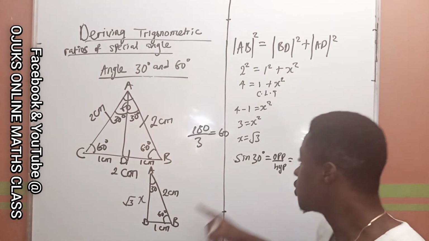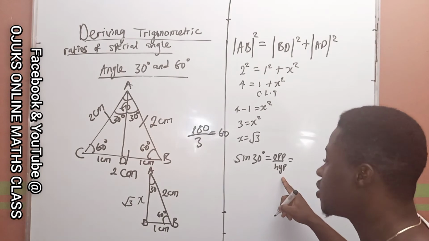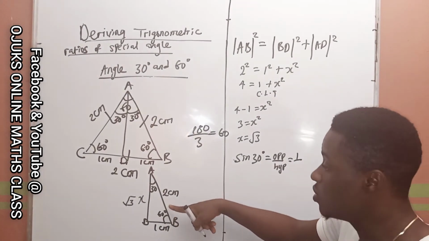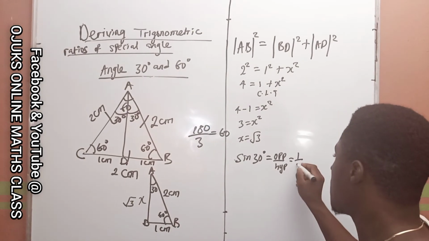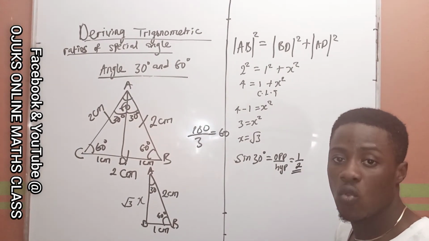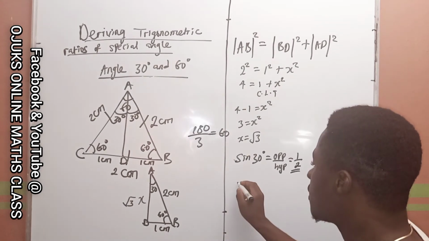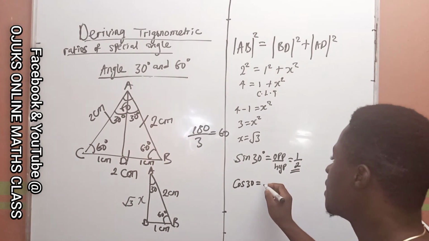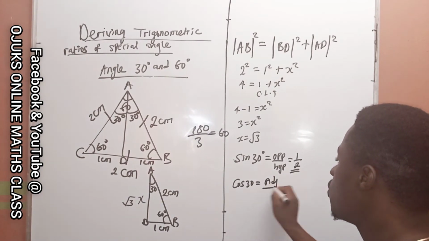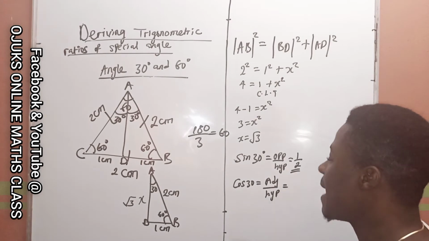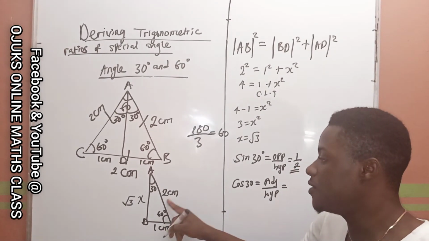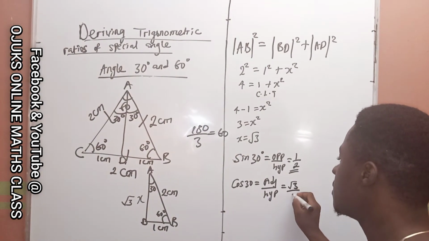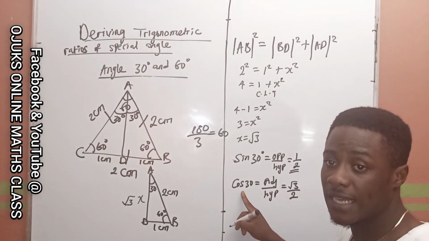We're having 1. So sine 30, which is opposite over hypotenuse, is equal to 1 over, my hypotenuse is the longest side of this right angle triangle, which is 2. So I'm having 1 over 2. So sine 30 is 1 over 2. Then cos 30 is equal to, cos is equal to adjacent over hypotenuse. So what's my adjacent? This is my opposite, this is my hypotenuse. My adjacent will be root 3, which is root 3 over 2. That is the value of my cos 30.